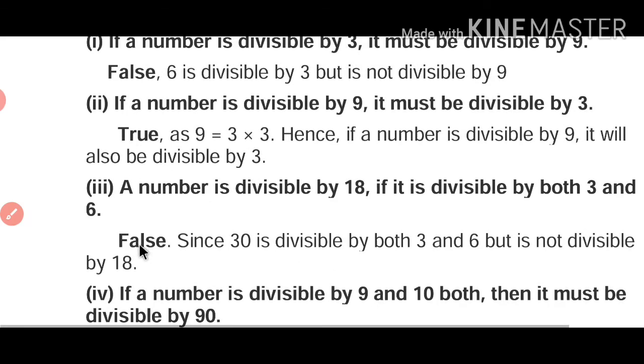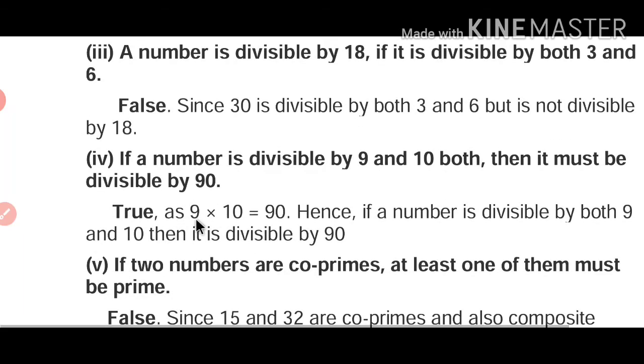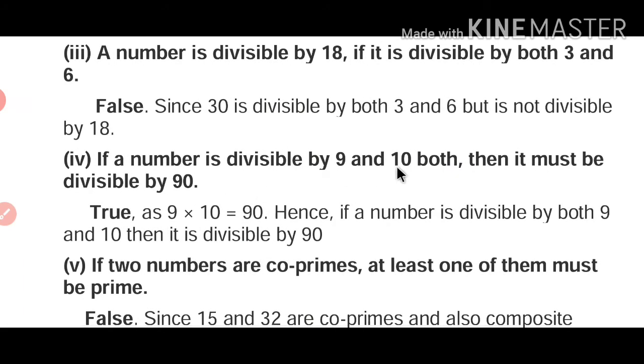Third one. A number is divisible by 18 if it is divisible by both 3 and 6. It will be false. You can see that 30 is divisible by both 3 and 6, but 30 is not divisible by 18. And what is given here is that if it is divisible by both 3 and 6, then it must also be divisible by 18. So the answer will be false. Fourth one, if a number is divisible by both 9 and 10, then it must be divisible by 90.